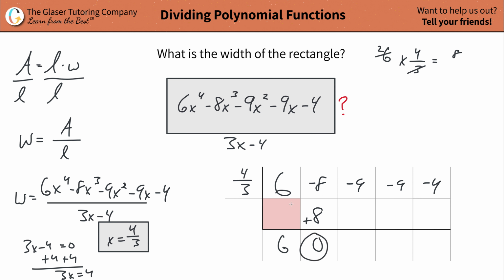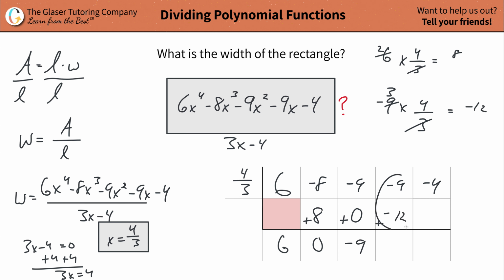So take this new value, 0, multiply it by the 4/3, and 0 times 4/3 is simply going to be 0. Plug that into the next adjacent cell, add these two together, and that works out to be a -9. Then take that new value, -9, multiply it by 4/3, so we'll do -9 times 4/3. 3 goes into 9 3 times, so it's -3 times 4, so it's -12. Then add this column together: negative minus a negative, so overall it should be negative, and you get -21.